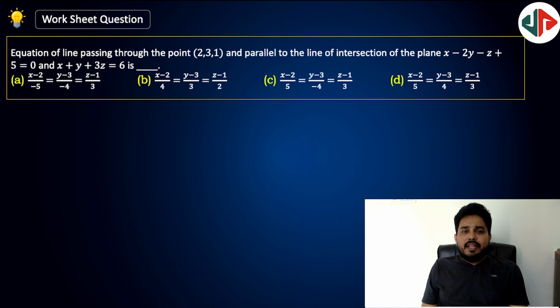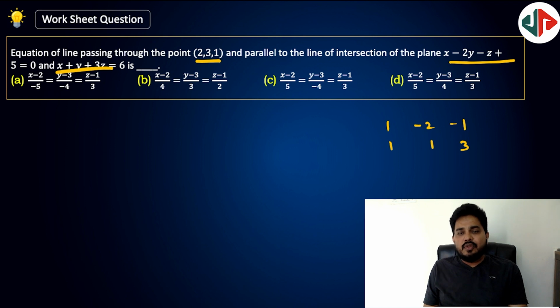Equation of the plane through the intersection and parallel to the line of intersection of these two planes. So when you want, drs of the normal will be 1 minus 2 minus 1. Drs of this one is 1, 1, 3. So cross product you need to write. So minus 6 plus 1 minus 5. Next, 3 minus of minus 1, 4 with the minus sign. Next, 1 plus 2, 3.